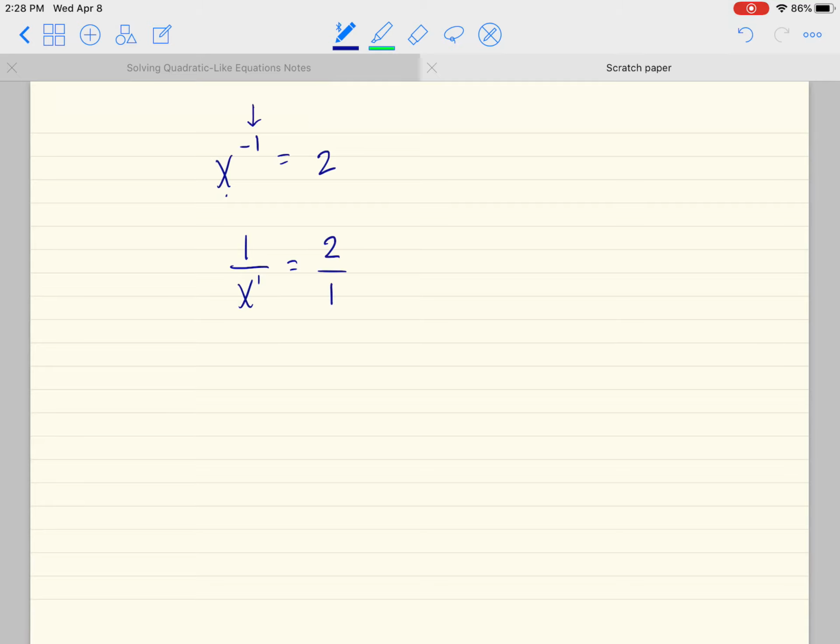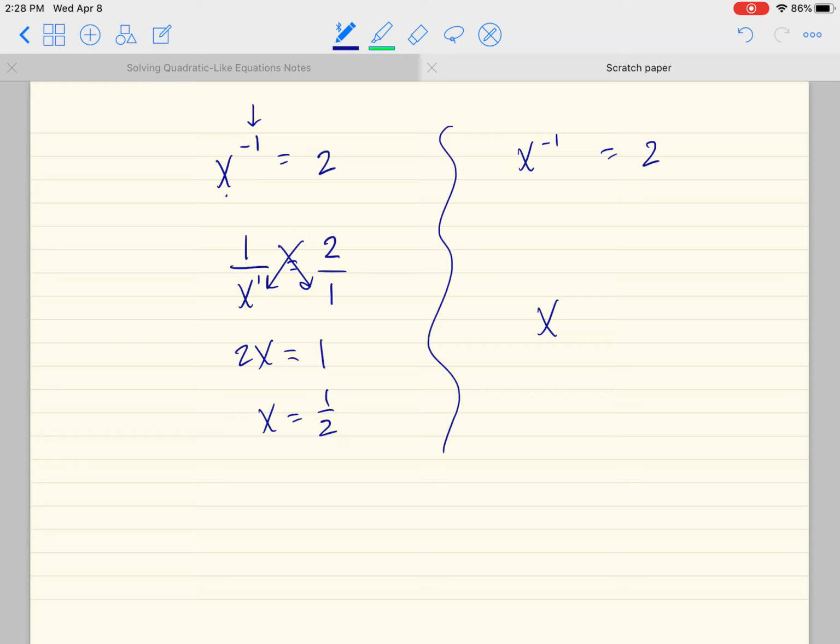Well, if you remember what a negative exponent means, it means that the base of the exponent is on the wrong side of the fraction. So x to the negative 1 is really the same as 1 over x to the positive 1, and then I still have a 2 on this side. Well, if I make the 2 that's on this side a fraction, then now I have a proportion, and I can solve by cross multiplying. So 2x has to equal 1, which means x has to equal 1/2, right? So that's one way to approach this.